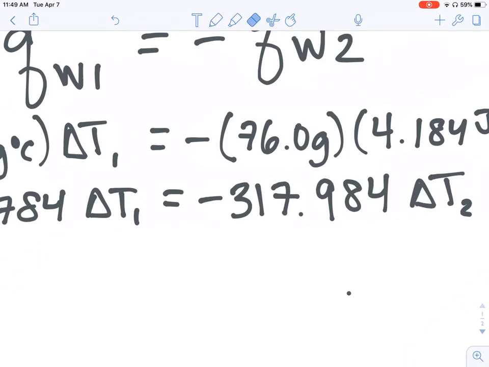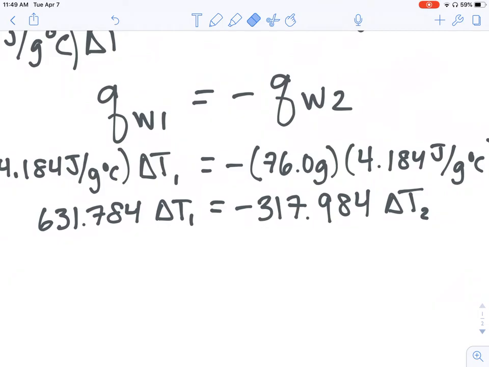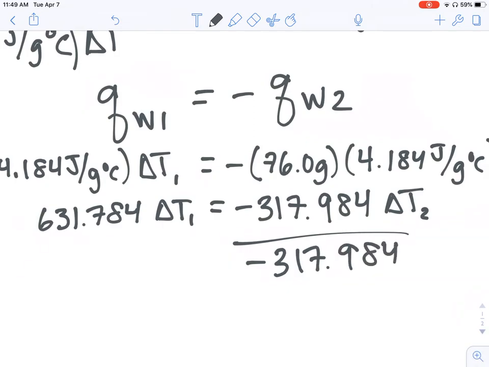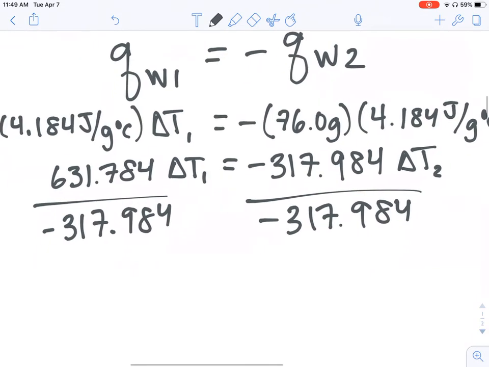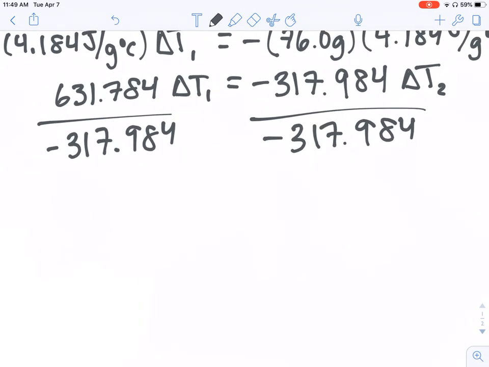All right, so now that I've gotten that, I'm going to isolate one of the T's. It does not matter which one I do. I just think that this will make my math easier in the long run. So I'm going to divide both sides by negative 317.984. All right, so now my expression is negative 1.9868 delta T1 equals delta T2.